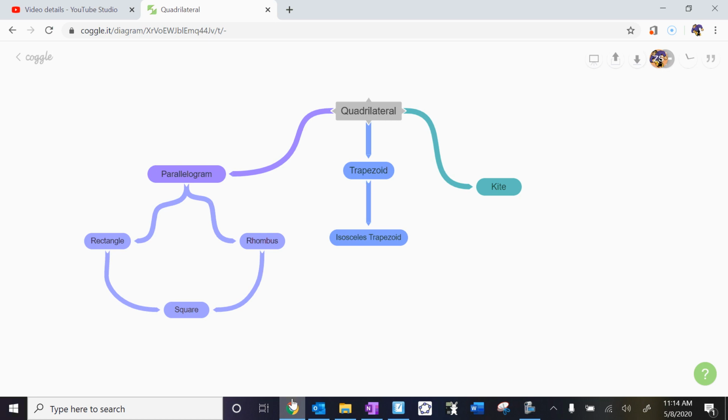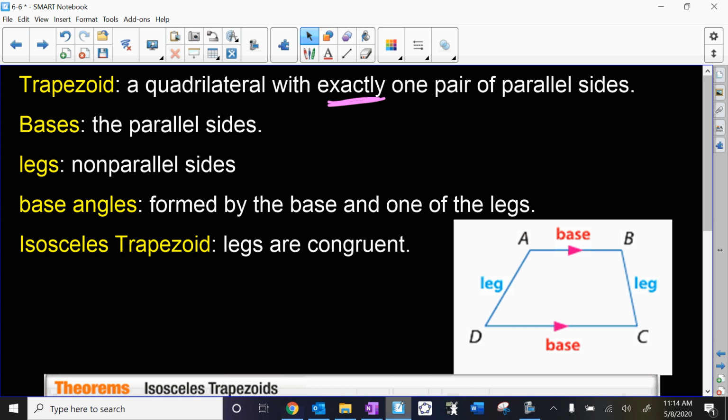The specific type of trapezoid that we're going to deal with is called an isosceles trapezoid. That's a different classification than just a trapezoid. Your book doesn't really make that distinction, but I was going to. So bear in mind that we are really focusing on an isosceles trapezoid in this section.